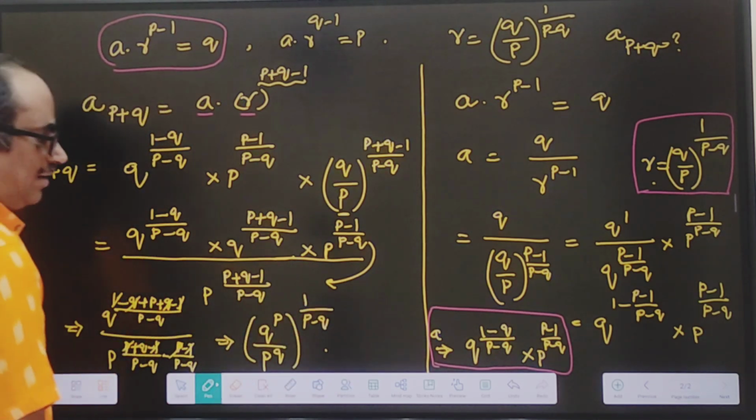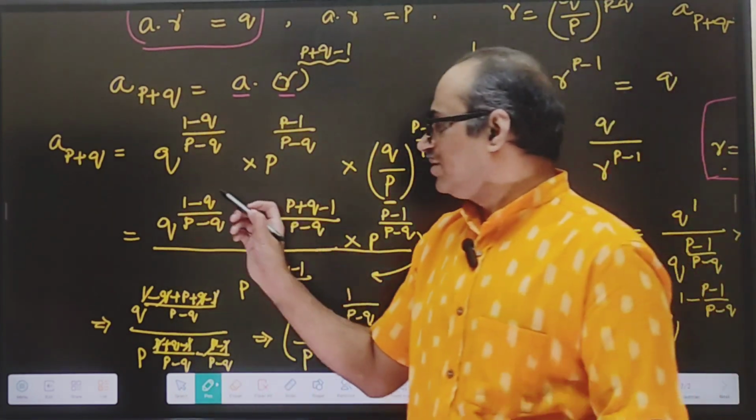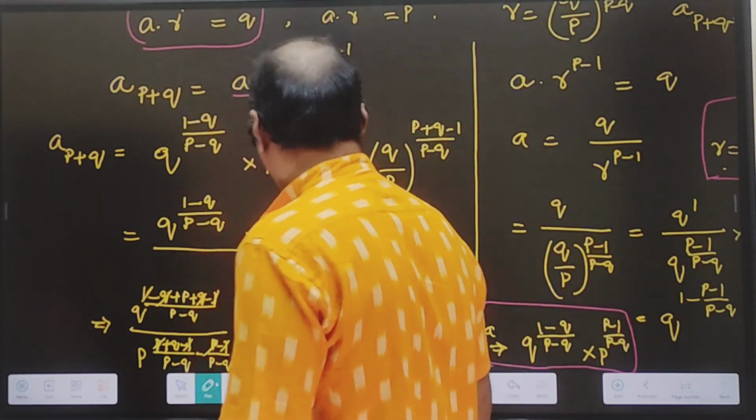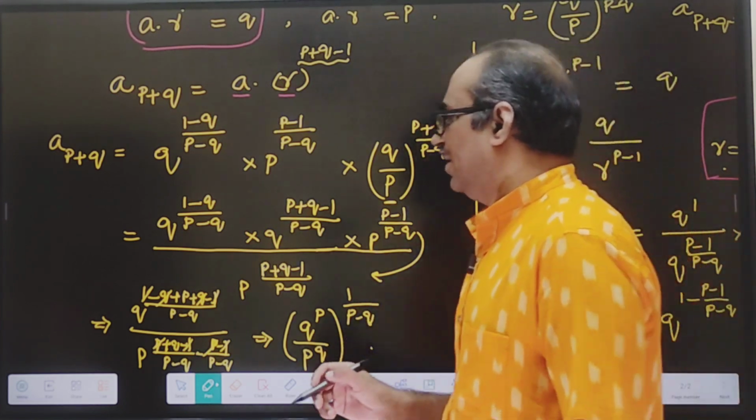So if the pth term equals q and the qth term equals p, then the (p plus q)th term is equal to (q power p divided by p power q) whole to the power of 1 by p minus q.